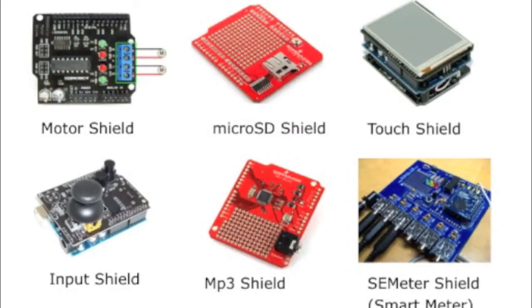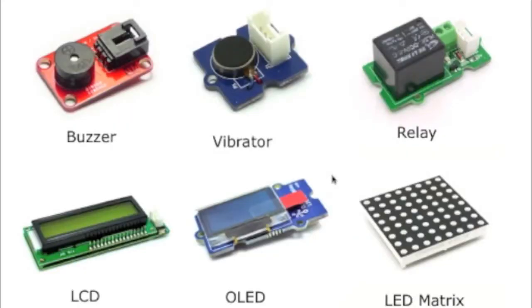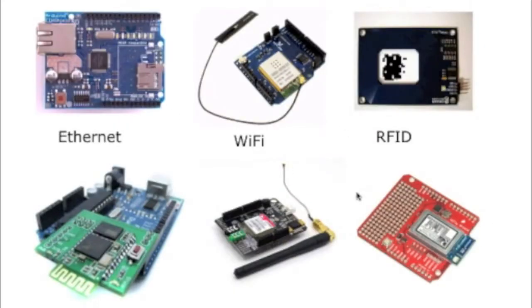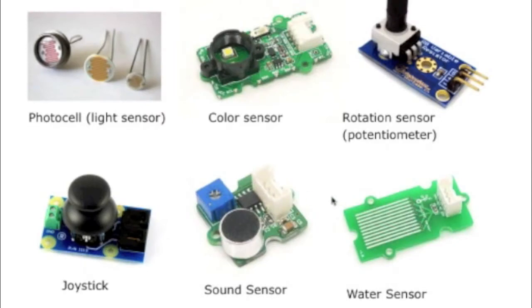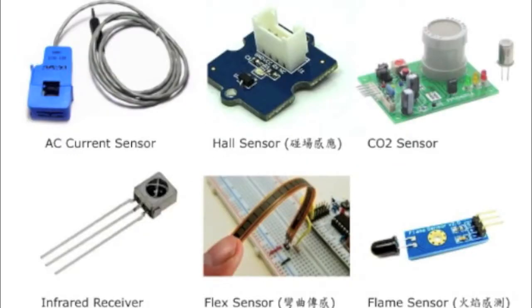So there are other shields you can get, like an input shield, a driver for motors, a touch screen, an SD card, and other devices. Some of those I've never called shields. Lots of sensors, so it's very, very flexible and powerful.